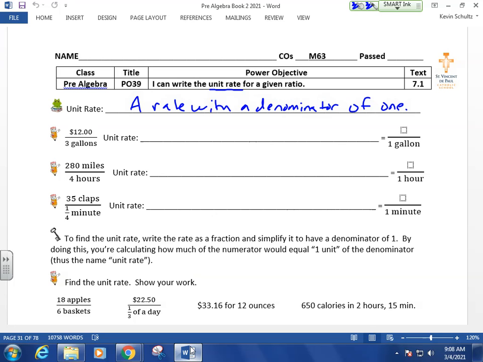Or in the case of our examples here, $12 for 3 gallons, the unit rate is going to be the price for 1 gallon. And what do we come up with as the price for 1 gallon? If $12 buys you 3, what will buy you 1? Unit rate, Maggie? $4 per gallon.